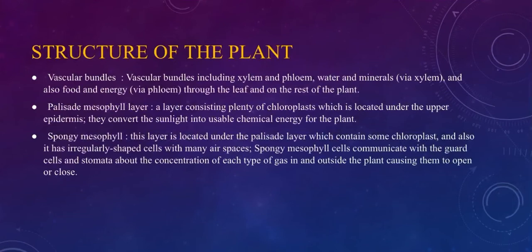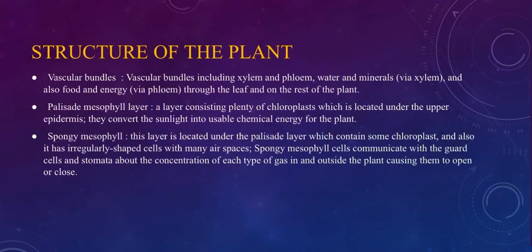Also, another part of the plant is, for example, the vascular bundles, or veins. These vascular bundles, including xylem and phloem, carry water and minerals via xylem, and also food and energy, for example sucrose, amino acids, and other kinds of nutrients via phloem, through the leaf and on to the rest of the plant.